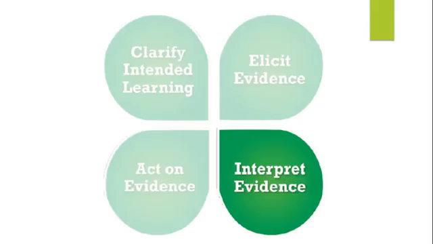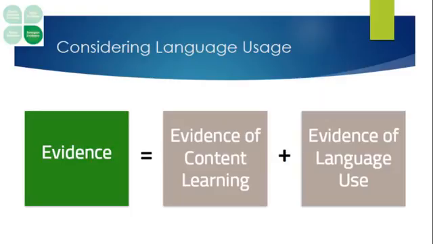The third component of the formative assessment process is interpreting evidence. To interpret evidence, educators examine what evidence is elicited and identify where students are in relation to the desired learning and language expectations. We are not just concerned with evidence of students' content learning, but also with evidence of students' language use as we aim to cultivate students' ability to develop and express their learning through language. Interpreting evidence of students' language use, however, is often easier said than done, even if you've considered language in your learning objectives.